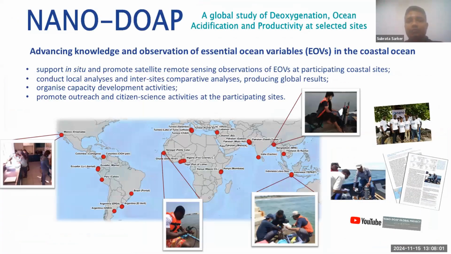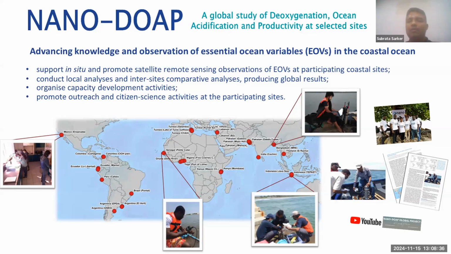The full form of NANO is a global study of deoxygenation, ocean acidification, and productivity at selected sites. The objective of this project is to support in situ and promote satellite remote sensing observation of essential oceanographic variables at different coastal sites, conduct local analysis and inter-site comparative analysis, producing global results. We also organize capacity building activities, and we also arrange outreach and citizen science-based activities.